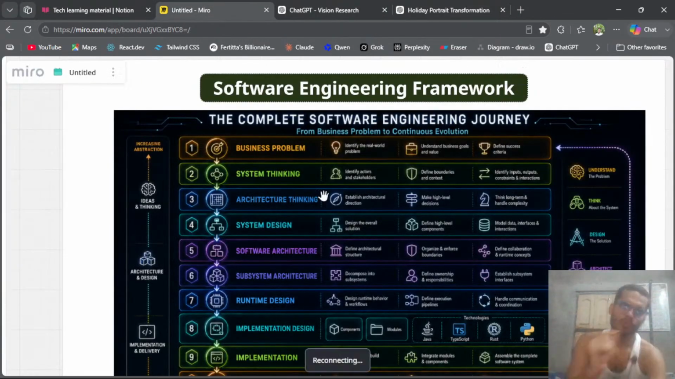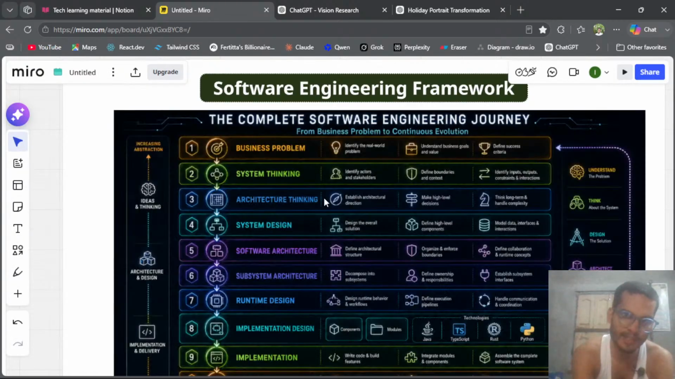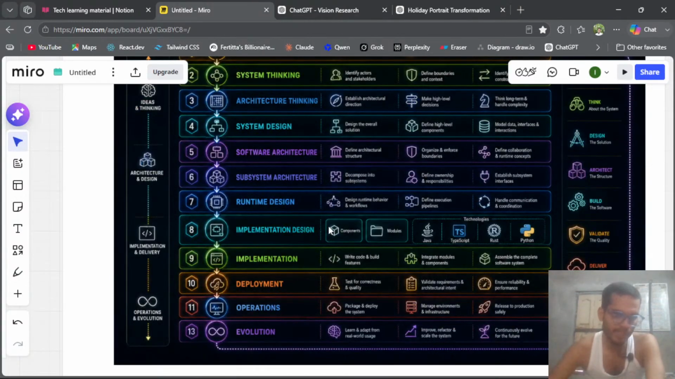So here we are talking about this software engineering framework. Guys, if you are just a junior developer, your job at stage 8 or 9 is just to implement. So the pipeline you follow is simple.